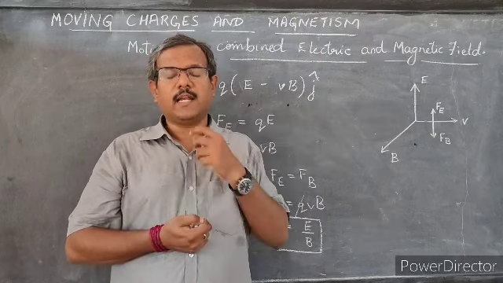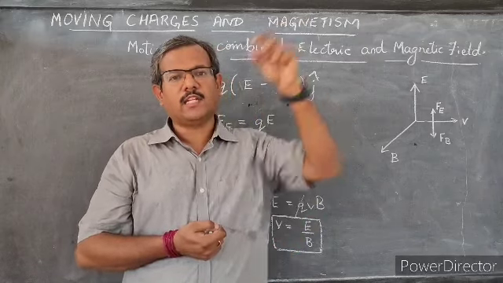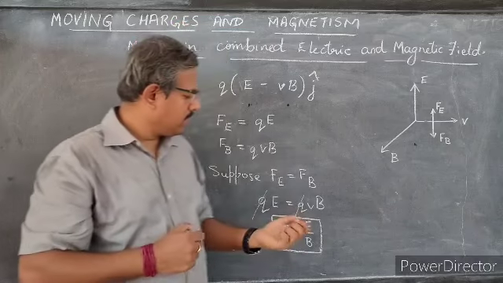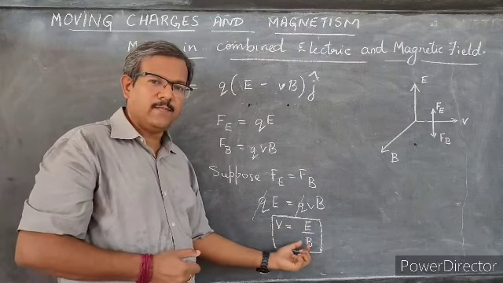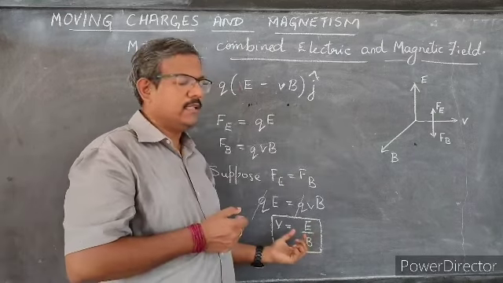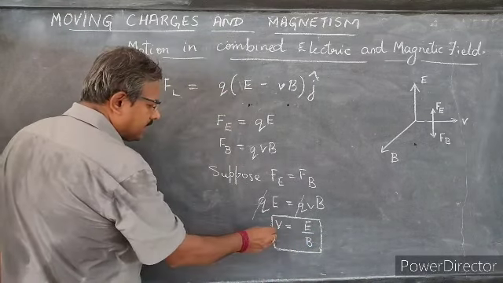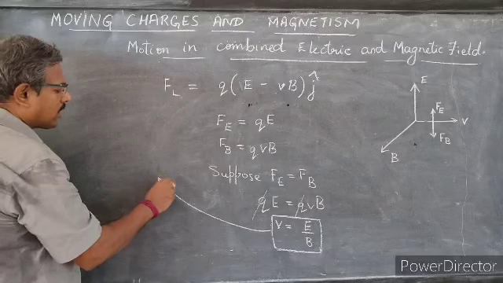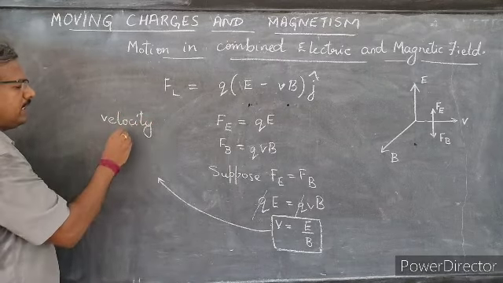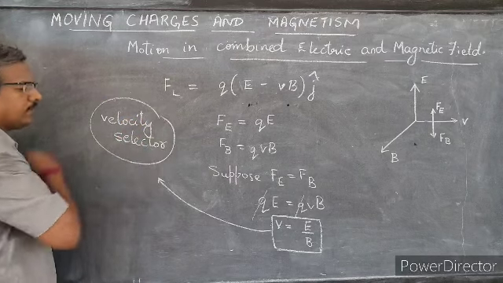Now when is it that a particle will travel straight without exhibiting either a deflection or a helical motion? It is when the ratio of E and B is equal to the velocity of the particle. Then the particle will continue to travel in a straight line. So in one sense, this equation is what scientists call the velocity selector. Why is it called a velocity selector?